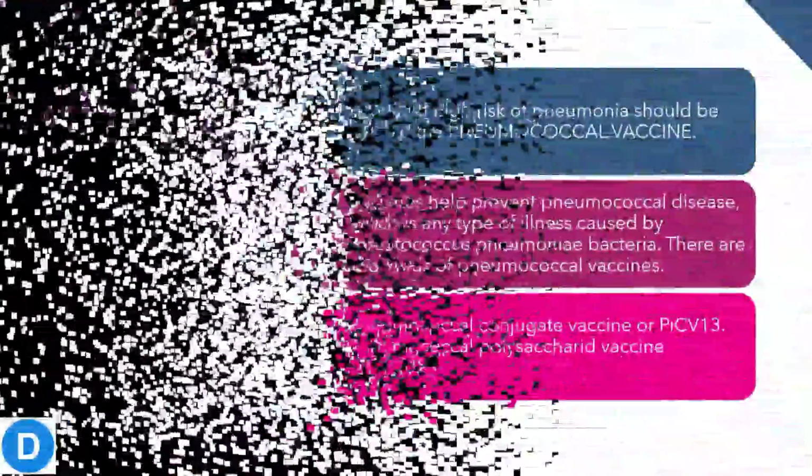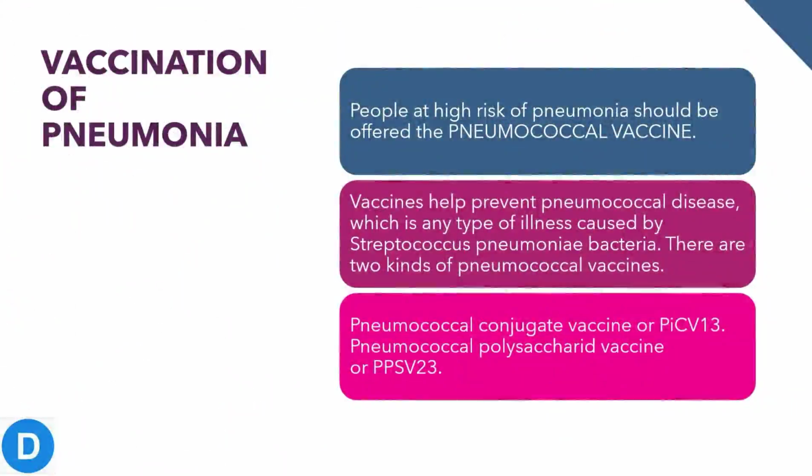Vaccination for pneumonia. People at high risk of pneumonia should be offered the pneumococcal vaccine. Vaccines help prevent pneumococcal disease, which is any type of illness caused by Streptococcus pneumoniae bacteria. There are two types of pneumococcal vaccines: pneumococcal conjugate vaccine, PCV13, and pneumococcal polysaccharide vaccine, or PPSV23.